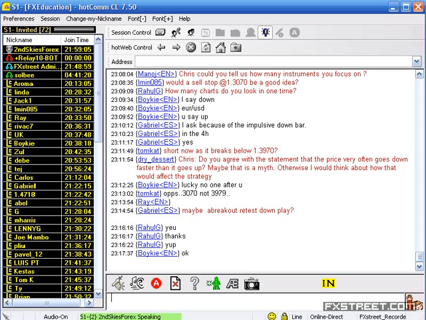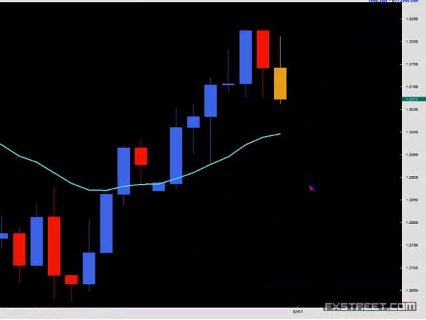Okay, let's see. Dry Dessert says, Chris, do you agree with the statement that the price very often goes down faster than it goes up? I would not say that's a myth. I'd say it's completely true. Price tends to sell off faster than it buys up. And it's not a question of physics, because gravity isn't present. It's not a physical force that can pull on price.